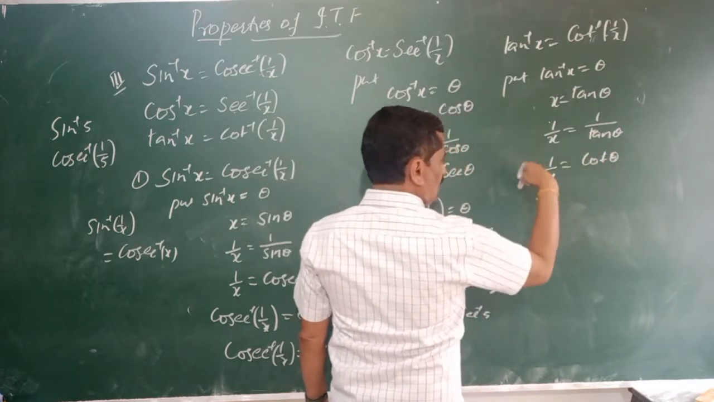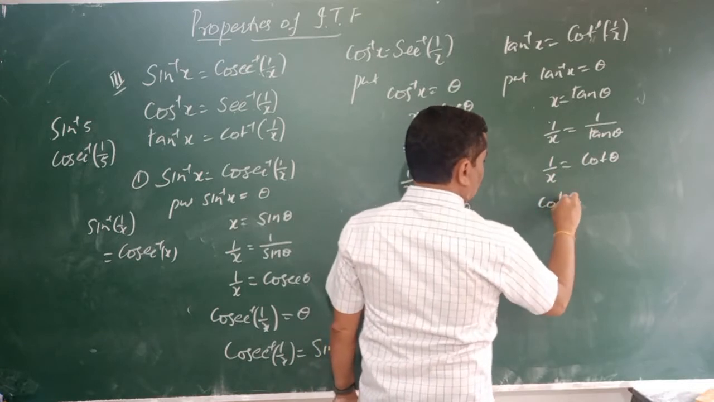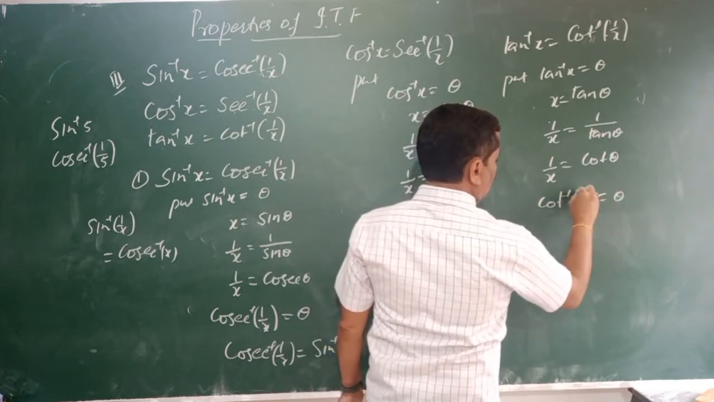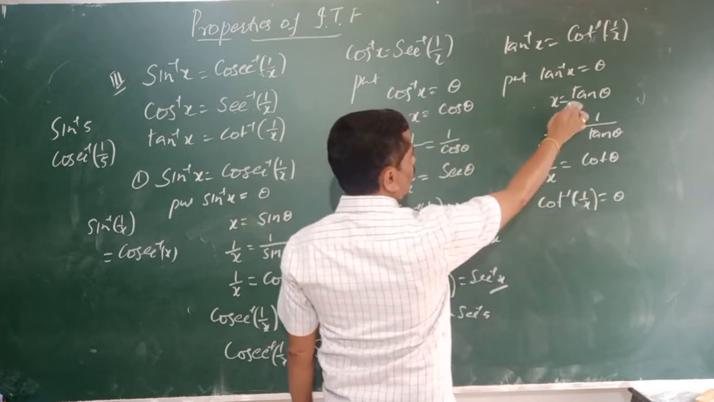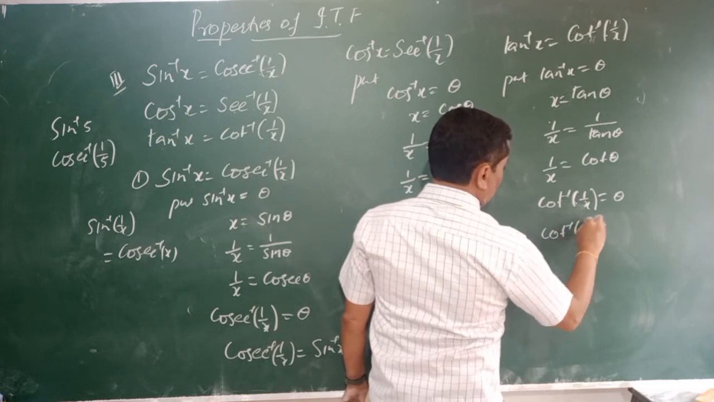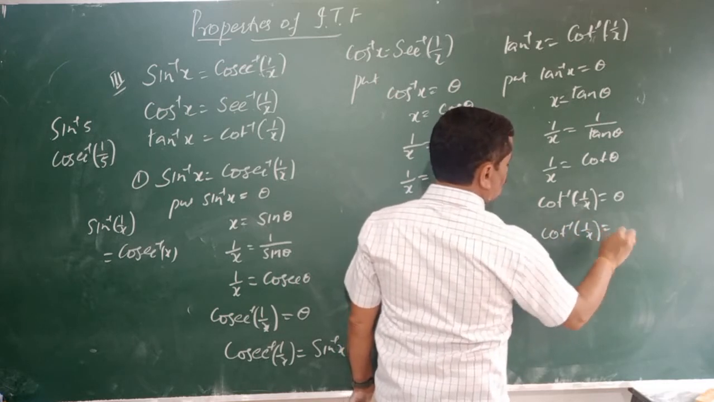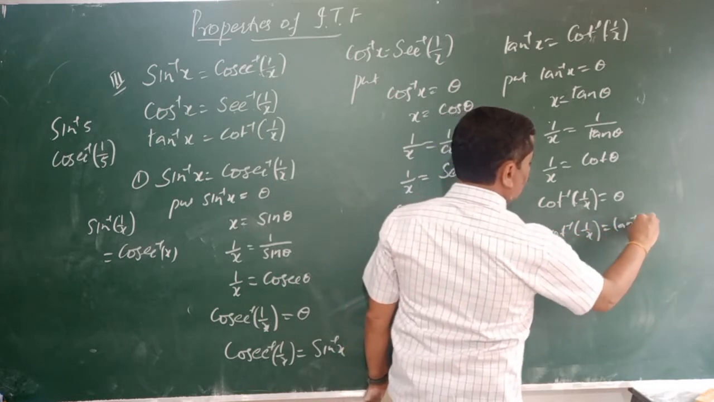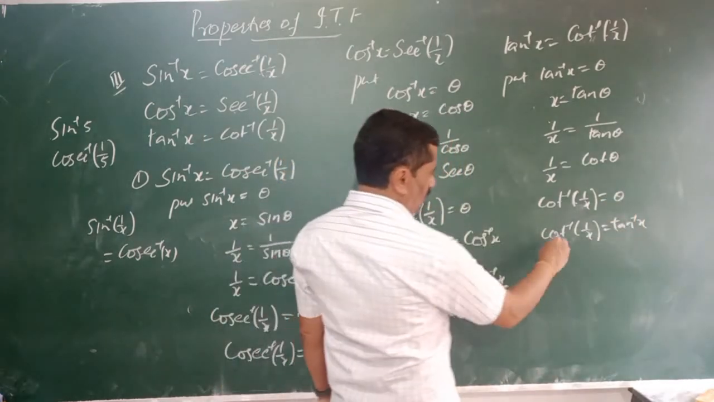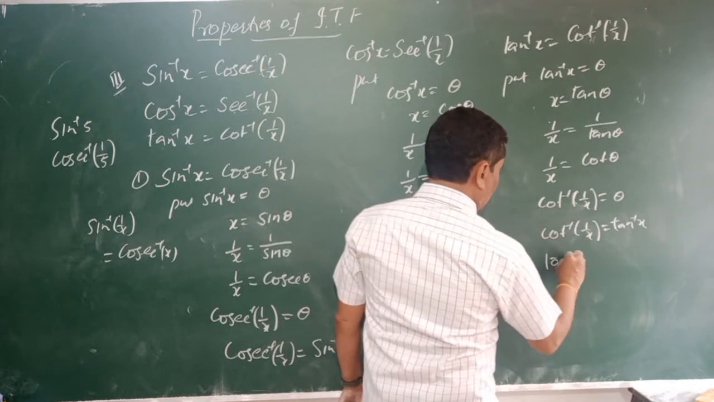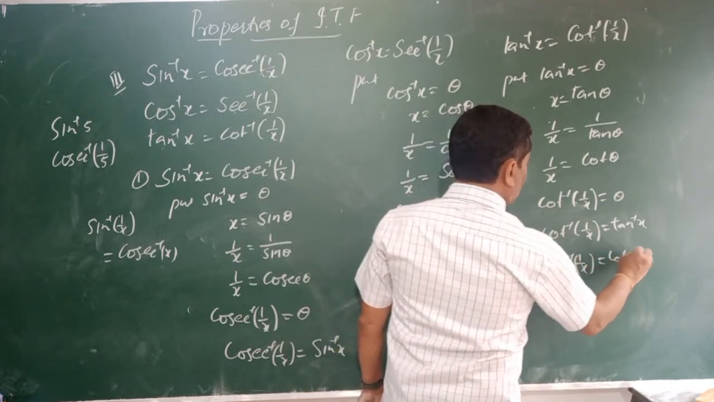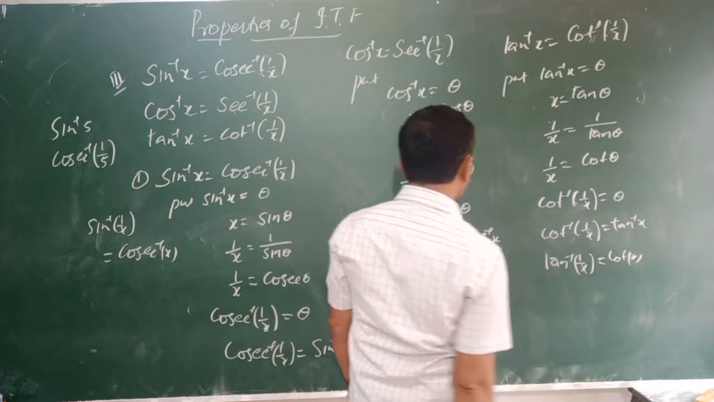Bring the cot to the LHS. Therefore cot inverse of 1 by x is equal to theta. But what is the theta value? We have tan inverse x. Therefore cot inverse of 1 by x is equal to tan inverse of x. Again this can also be written as tan inverse of 1 by x is equal to cot inverse of x.